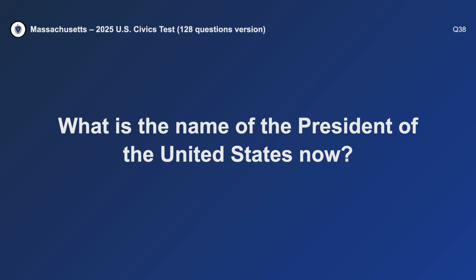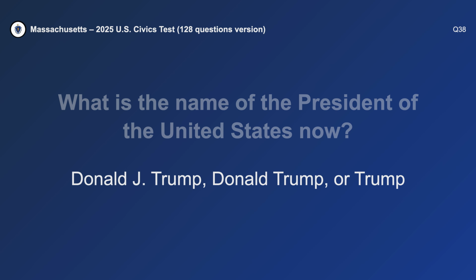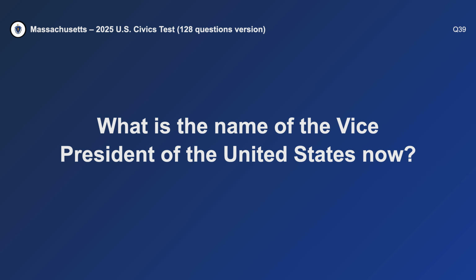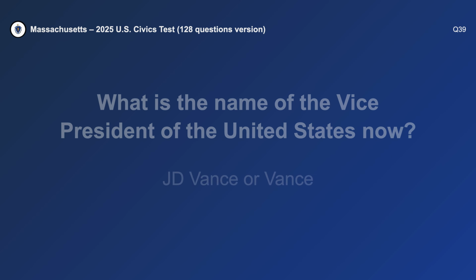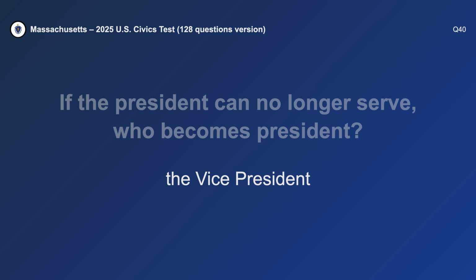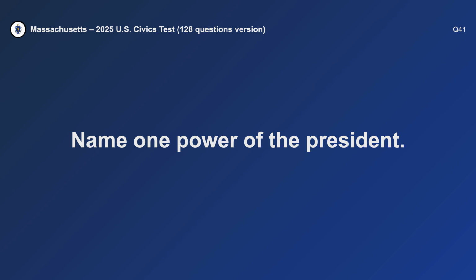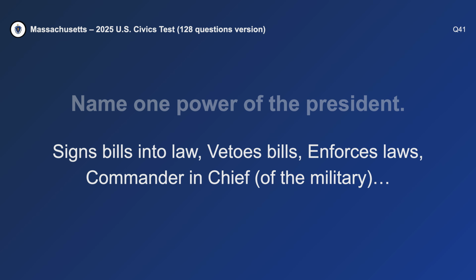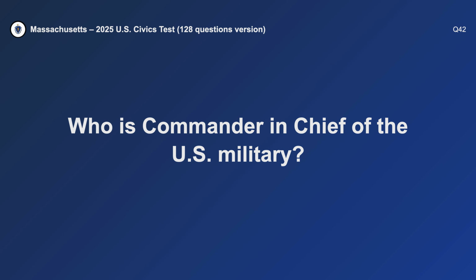What is the name of the President of the United States now? Donald Trump. What is the name of the Vice President of the United States now? J.D. Vance. If the President can no longer serve, who becomes President? The Vice President. Name one power of the President. Signs bills into law. Who is Commander-in-Chief of the U.S. military?